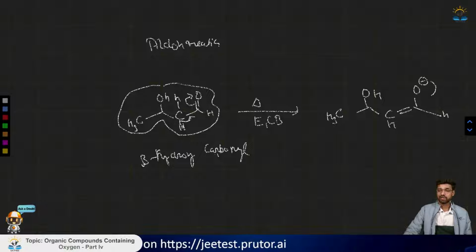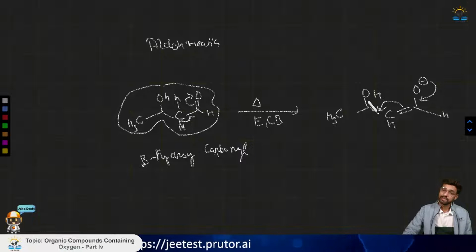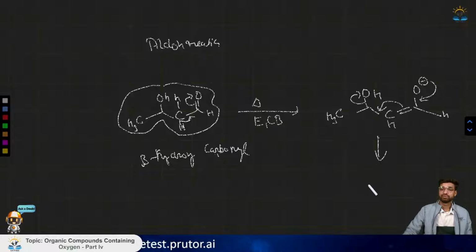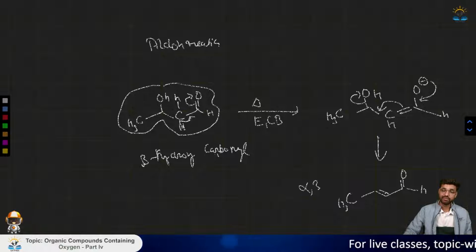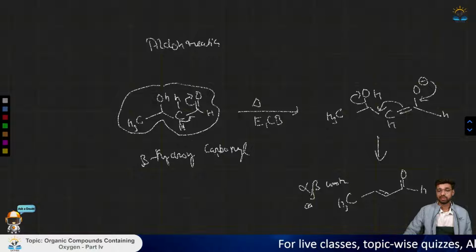Now again this lone pair will move here and this OH will leave. So one mole of water molecule is being removed at this point. And what do we get? We get an alpha beta unsaturated carbonyl.